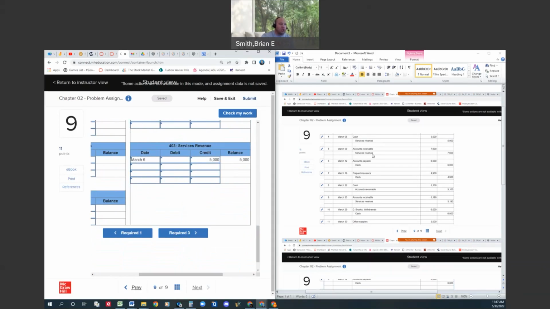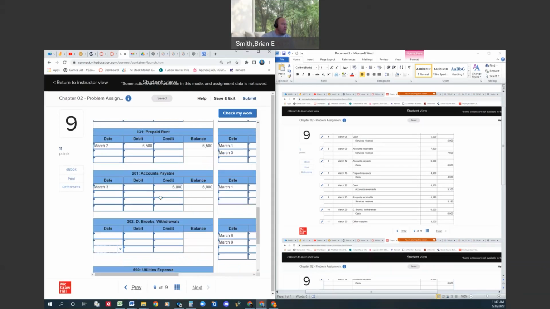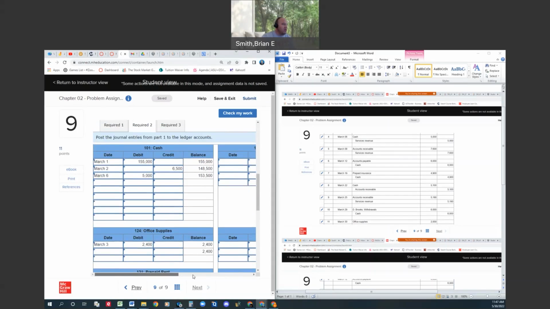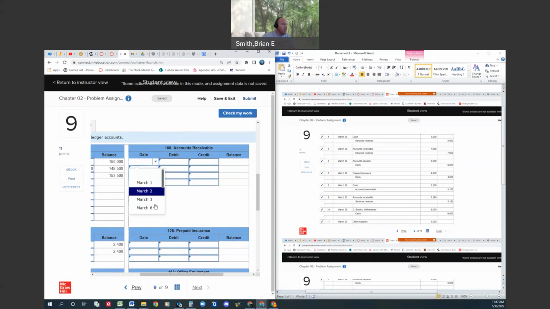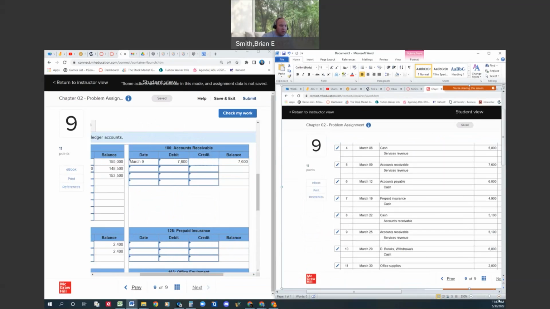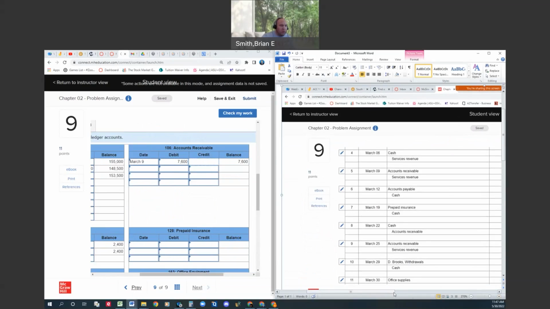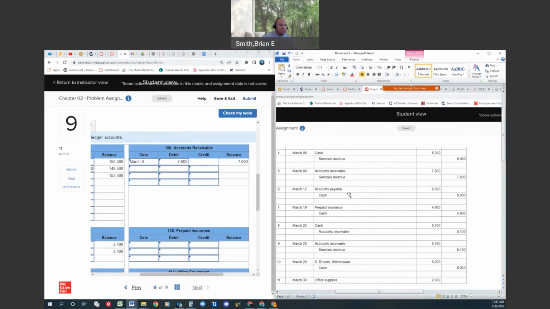March 9th, we have more service revenue. Since we're here, let's spend our time here and add to service revenue 7,600. And then we're going to accounts receivable for the same amount. Find that. There it is. March 9th. We're debiting accounts receivable for 7,600. Perfect. Now let me zoom in a little bit more so that you guys can see this better. Don't need to see all that over there. So we just did the accounts receivable there for 7,600.